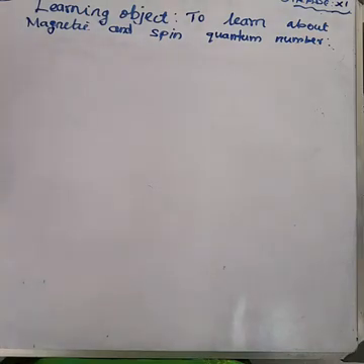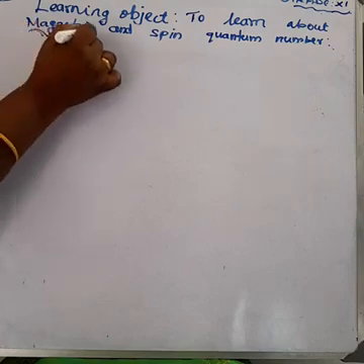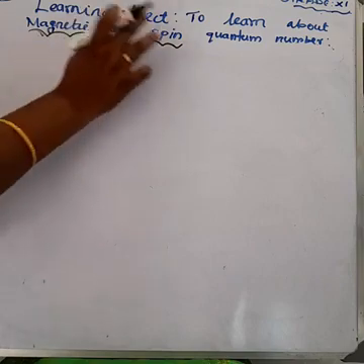Today we are going to study the remaining two quantum numbers. What are the remaining two quantum numbers? Magnetic quantum number and spin quantum number.